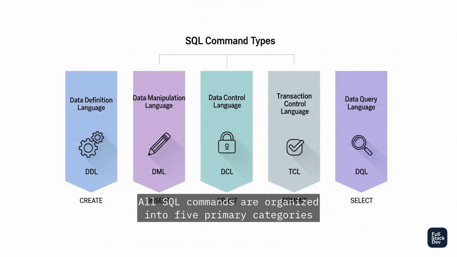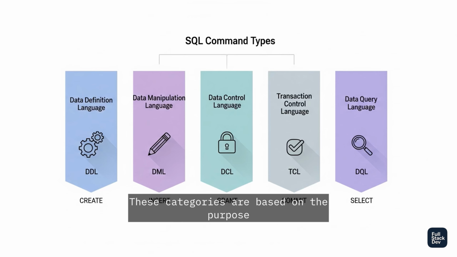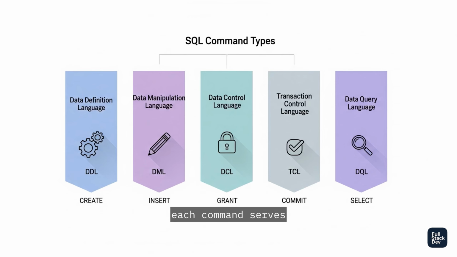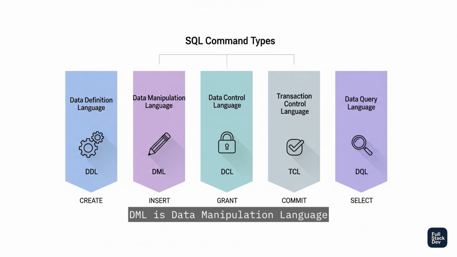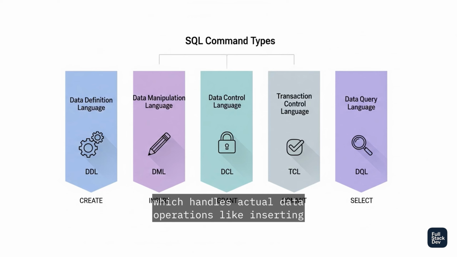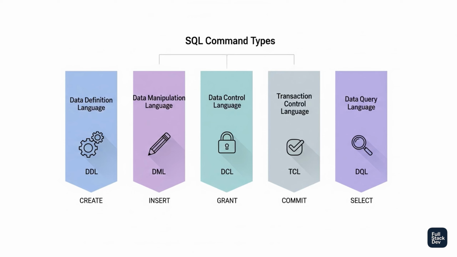All SQL commands are organized into 5 primary categories. These categories are based on the purpose each command serves. DDL stands for Data Definition Language and is used for defining the structure of the database. DML is Data Manipulation Language, which handles actual data operations like inserting or updating records.